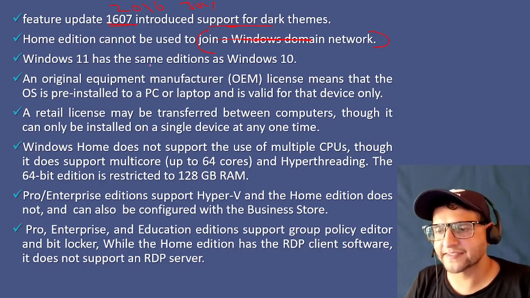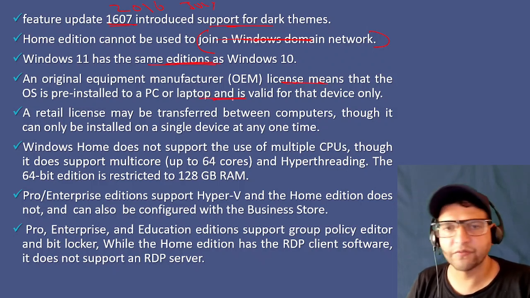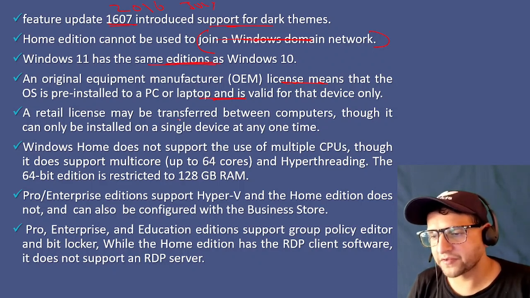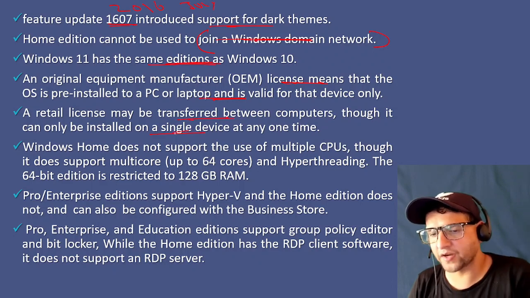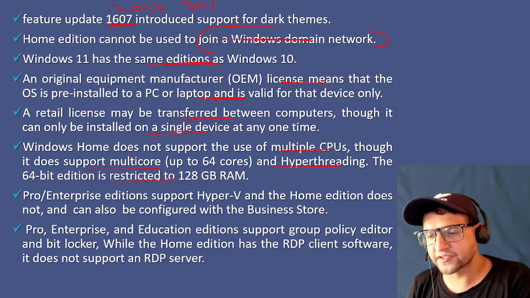Windows 11 has the same editions as Windows 10. OEM license means that the OS is pre-installed on a PC or laptop and is valid for that device only. A retail license may be transferred between computers, though it can only be installed on a single device at one time. Windows Home does not support multiple CPUs. It does support multi-core and hyperthreading. The 64-bit edition is restricted to 128 GB RAM.